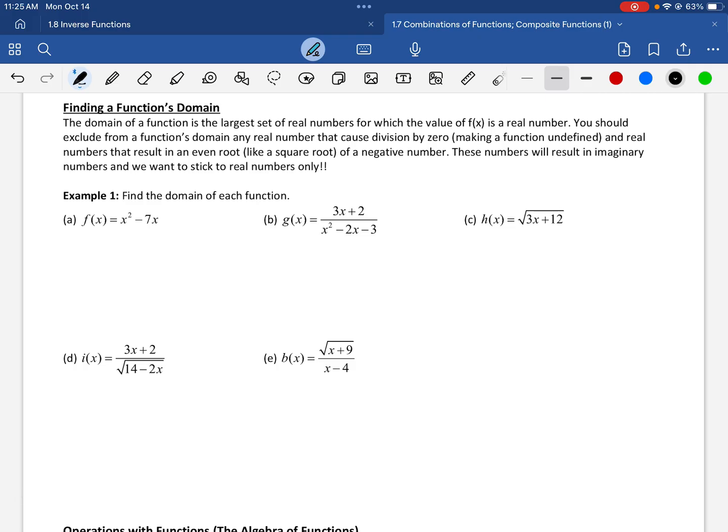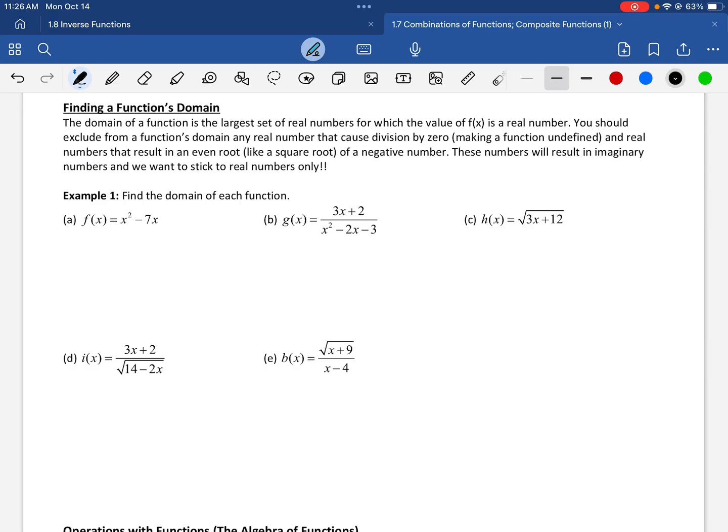All right, and the key things you're looking for here are what might cause the denominator of a fraction to be equal to 0, making it undefined. Those are things you have to exclude from your domain. And then also, what would result in you taking the square root of a negative number. That is also something you would have to exclude from the domain of your function.